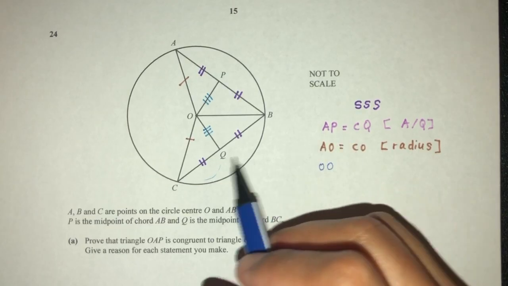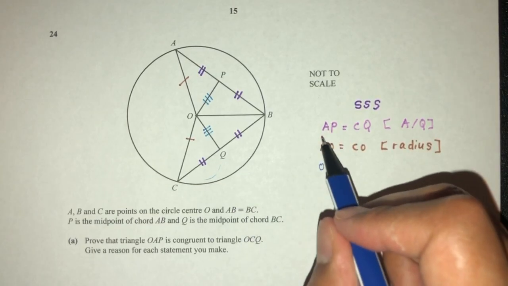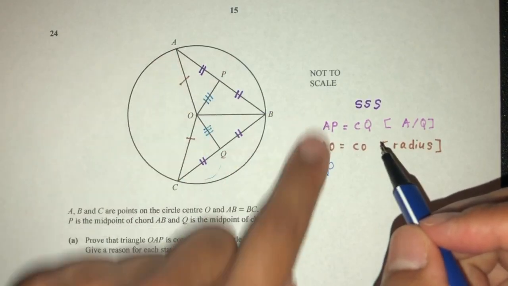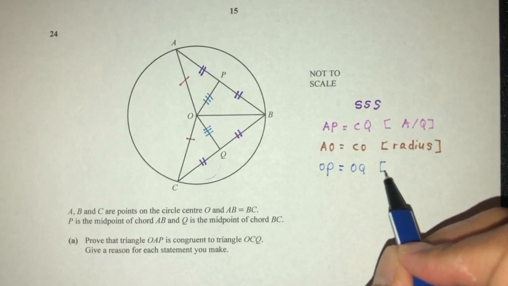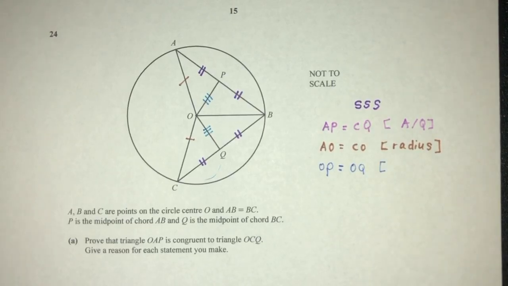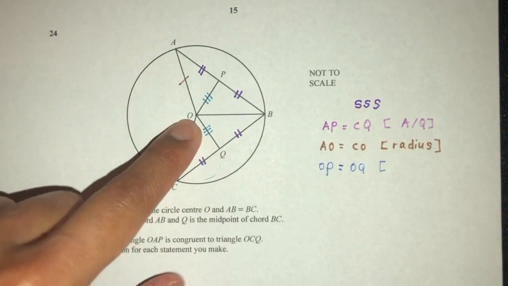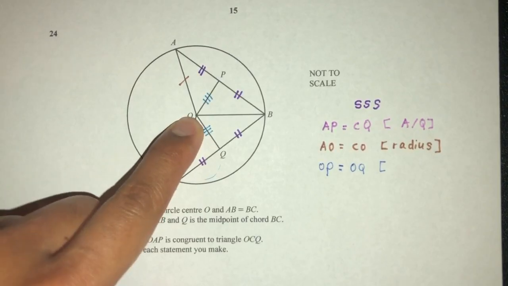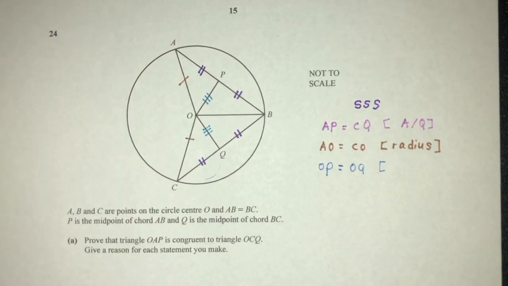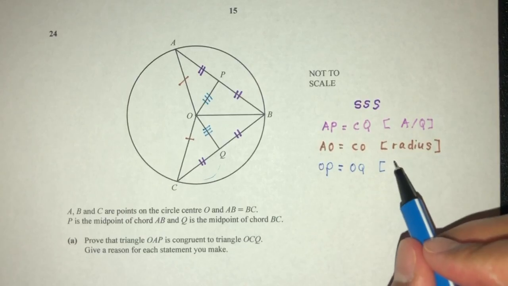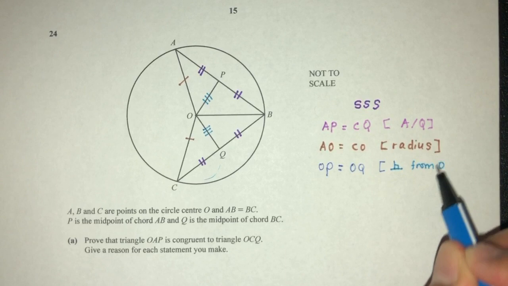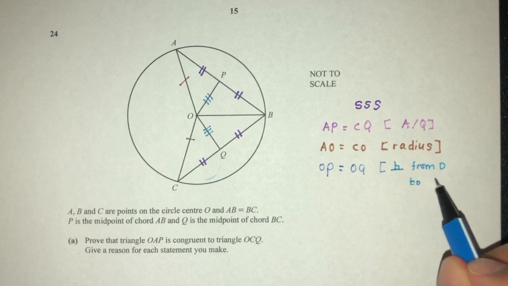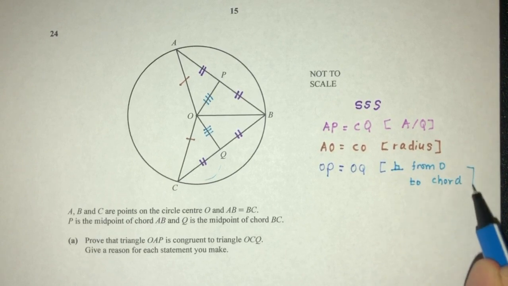Sorry, let's write OP first. It was on the first triangle here. Let's keep this consistent. OP is equal to OQ. Why? Because it is the same perpendicular distance from the center O to the midpoint of the respective chords. You can say it is the perpendicular distance from O to chord. You can write that if you want to.